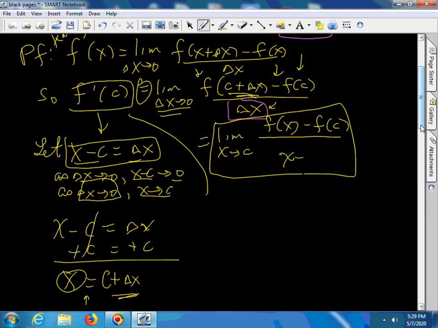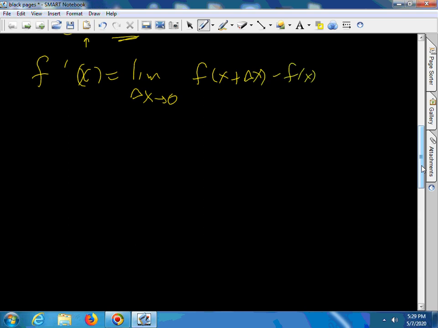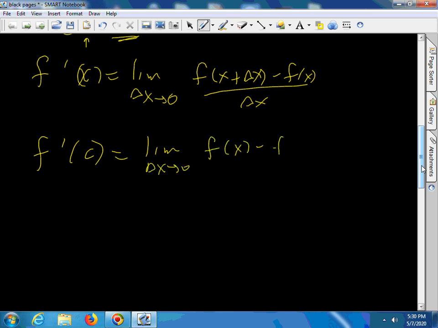f prime of c does equal this. Now, I just want to talk about this alternate definition for a moment. So we have a formula for f prime of x, f of x plus delta x minus f of x over delta x, and we have a formula for finding the derivative at a point, straight up, just at a point. It's f of x minus f of c over x minus c.